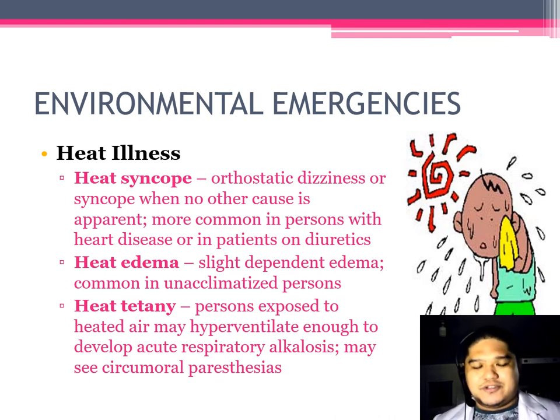So heat illness, of course, we know that it is related to the weather, to the humidity of the area. So there could be some other problems alongside this heat illness. First would be heat syncope. It is an orthostatic dizziness or syncope when no other cause is apparent. Of course, you know what syncope is. It is the transient loss of consciousness. So there could be no other cause. Patient is not having a cardiovascular disease or any other problem, but there is a presence of high humidity or high temperature of the environment. It is more common in persons with heart disease and in patients who are on diuretic because they may become dehydrated even more.